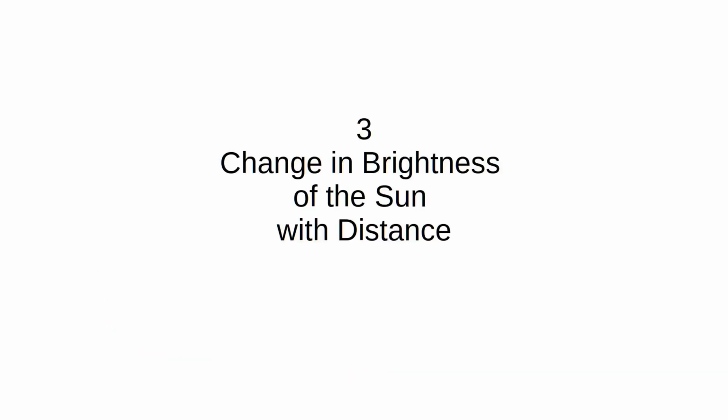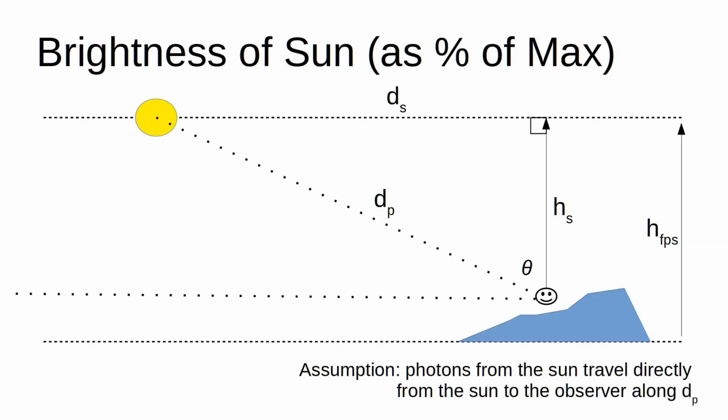Let's look at another property of the Sun that should change with distance, namely its brightness. We start again with our triangular setup. We assume that there is maximum brightness when the Sun is overhead, that is, ds is 0, and we call this BP max. The brightness of the Sun at a distance ds is BP.